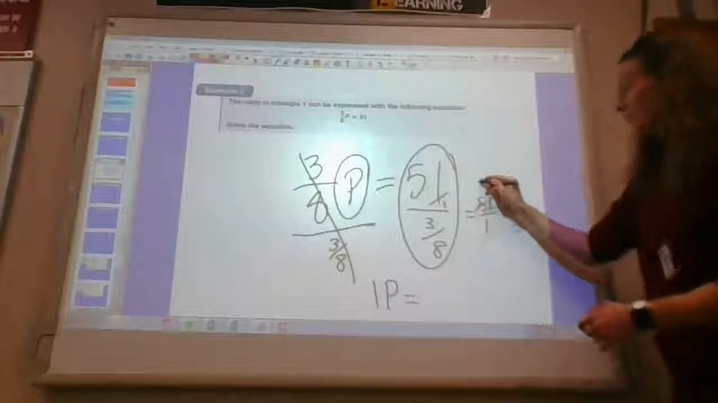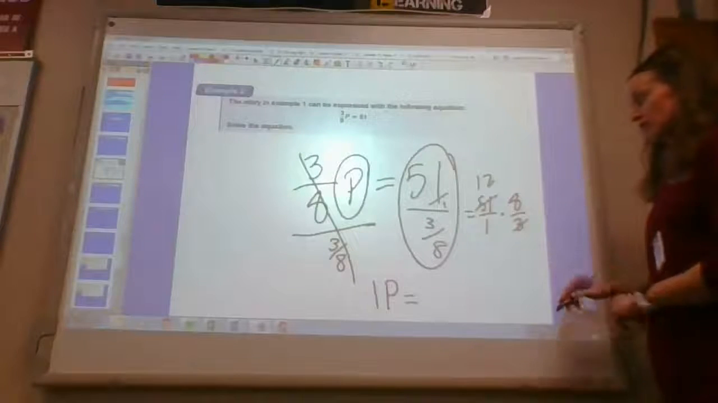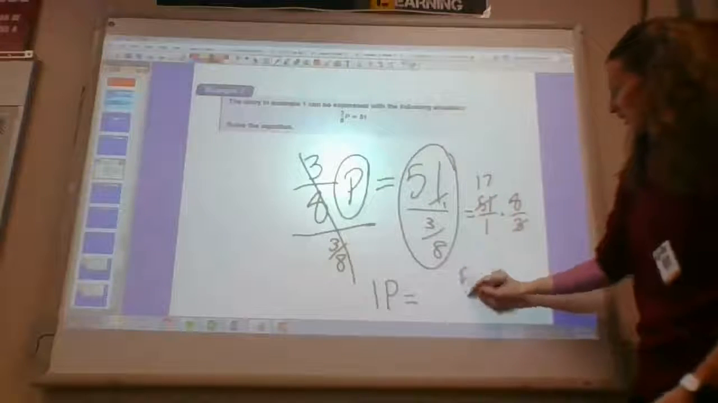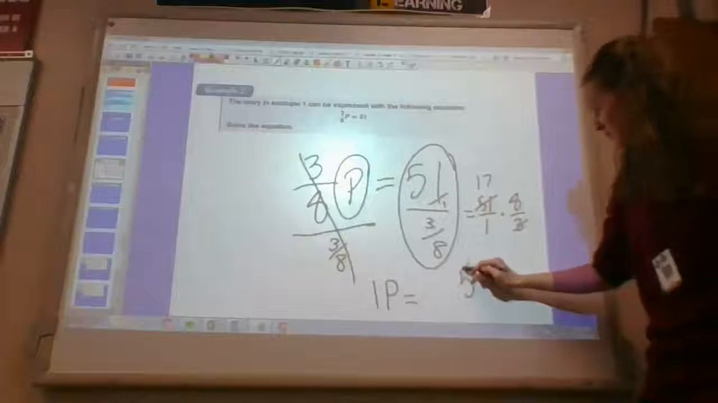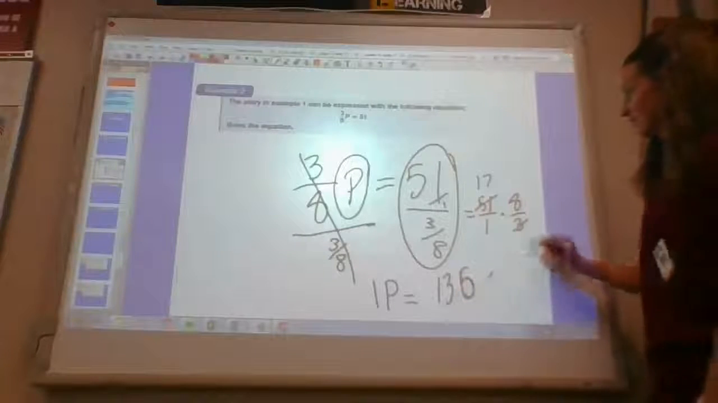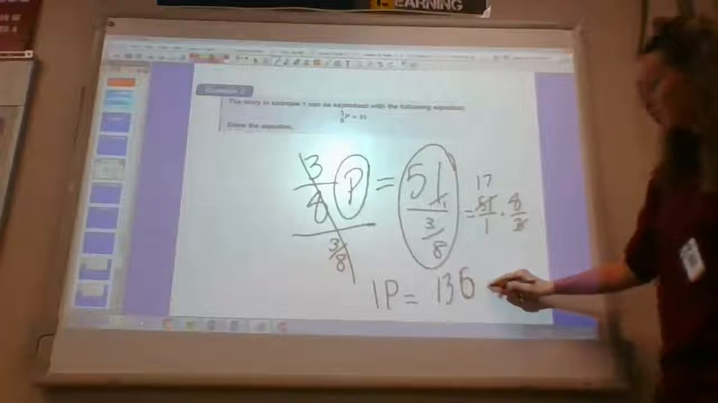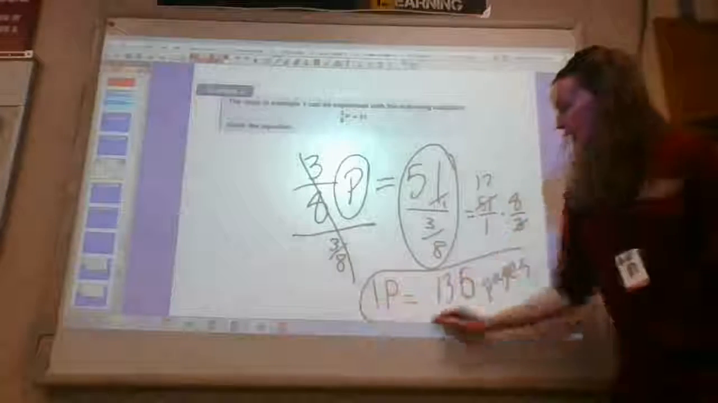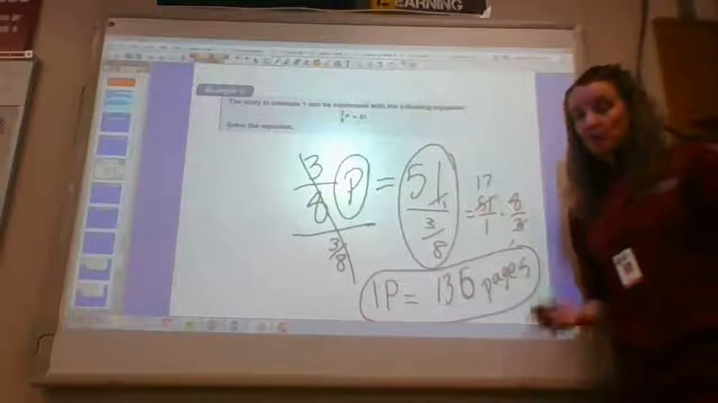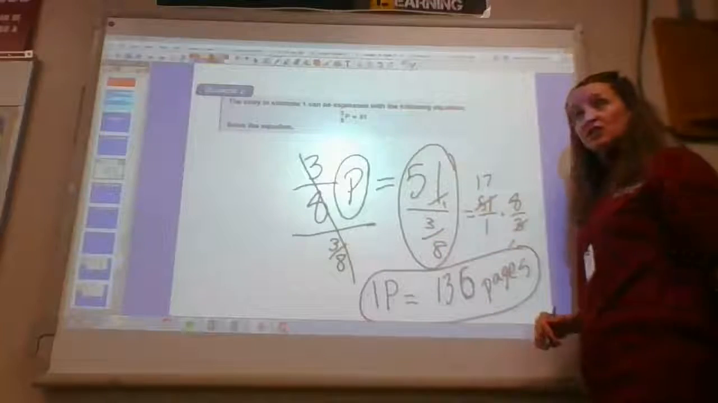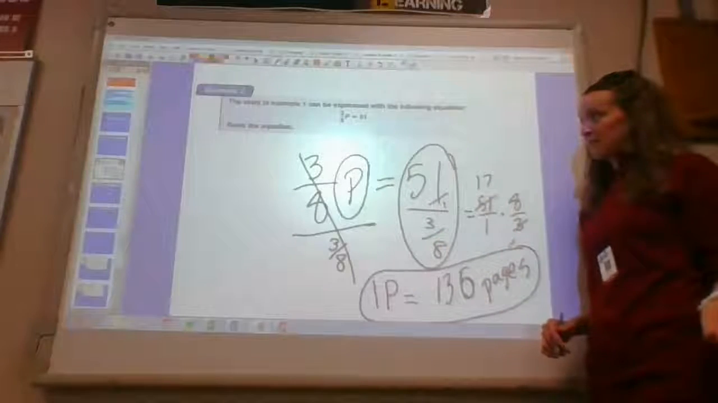3 goes into 51, 17 times. If you don't believe me, do it on the side. And then 17 times 8 is going to be 136. You just put pages. I know you've probably heard the phrase, there's more than one way to skin a cat. Same thing here. You can solve it by the equation, or you can solve it by the diagram.